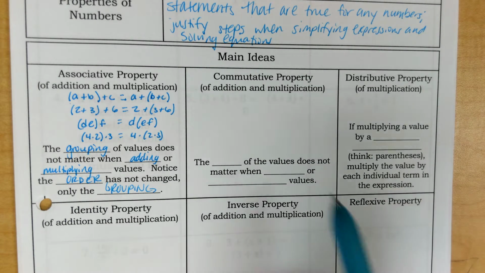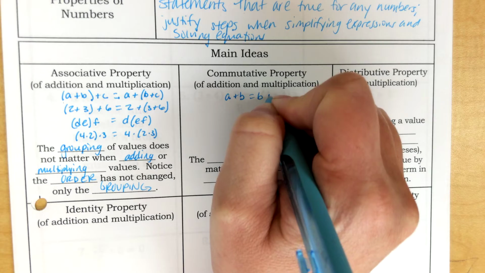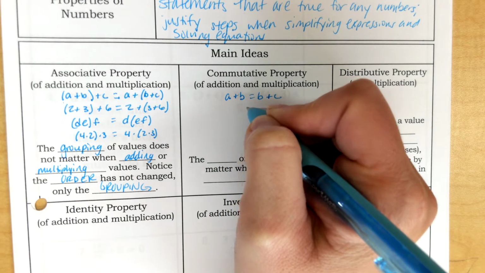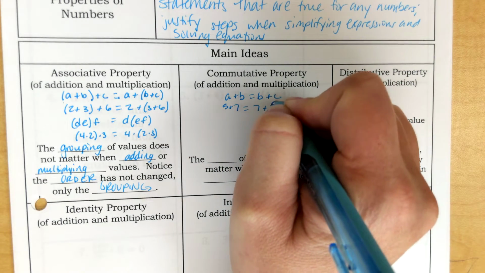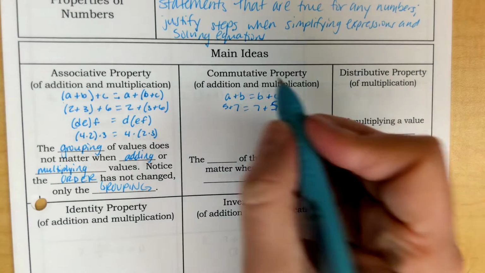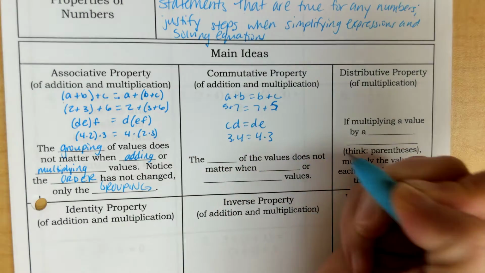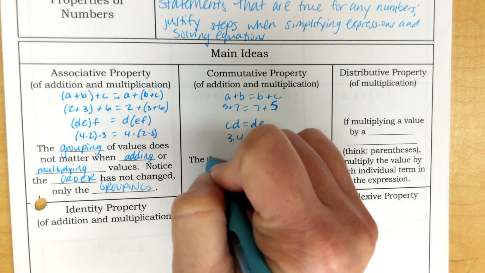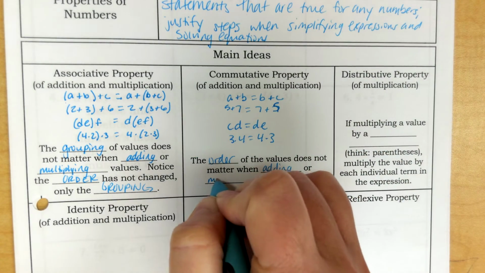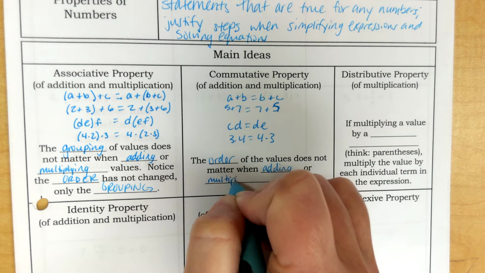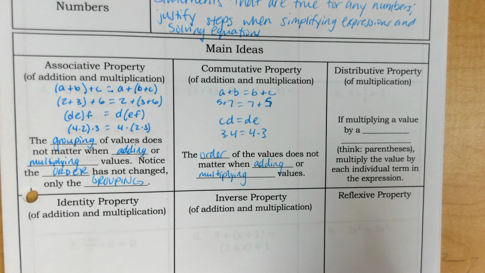Then we have commutative property, also of addition and multiplication. And this one, it talks about the order. The order that we put addition in doesn't matter. I can do 5 plus 7, and it's going to be the same as 7 plus 5. It doesn't matter which order I put it in. Same with multiplication. I can do 3 times 4, or I can do 4 times 3, and it's going to give me the same value. So the order of the values does not matter when we're adding or multiplying. We know that when we subtract or divide, it definitely matters what order we put them in. But in the case of addition and multiplication, we can swap those, and it's okay.